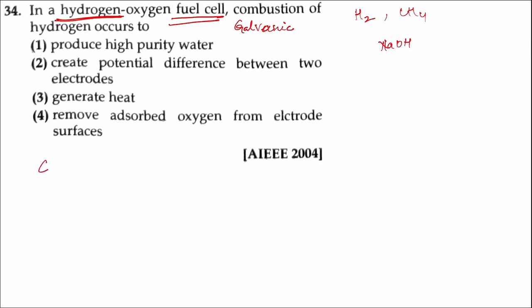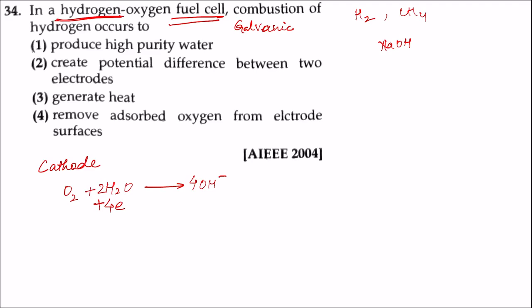NaOH. The reaction taking place at the cathode: oxygen plus H2O forming OH- ion. Balancing, this is 2H2O, this is 4OH- ions. 4 units of negative charge on the product side. Each OH- ion has 1 unit of negative charge, so 4 OH- ions means 4 units of negative charge. So to balance the 4 units of negative charge on the product side, 4 electrons will be added on the reactant side. So this is the reduction reaction which is taking place.